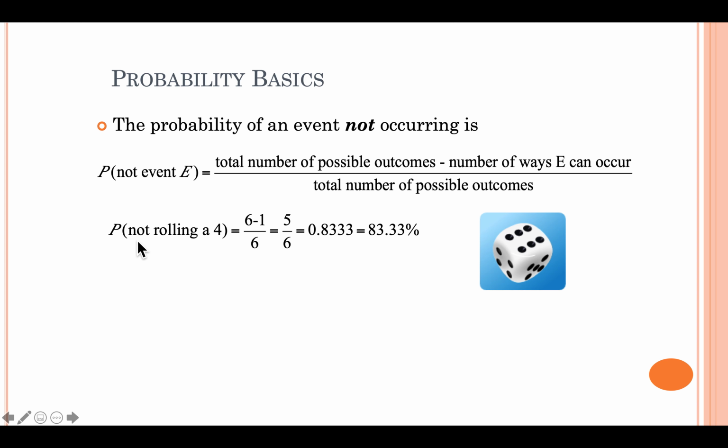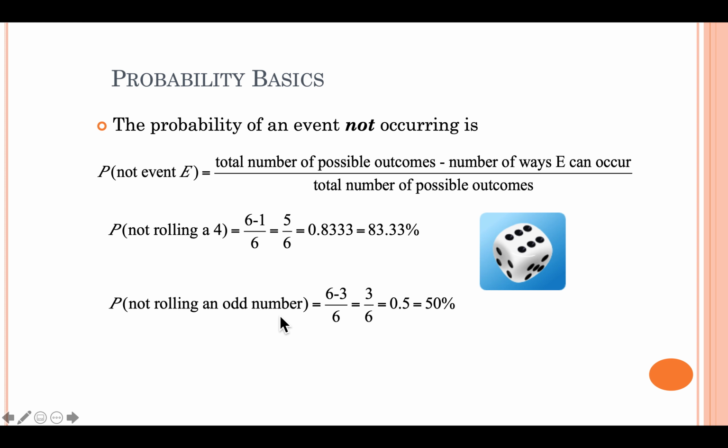If we want the probability of not rolling a 4, we take the total number of possible outcomes, which is the same as the denominator, 6, subtract the one way we can get a 4, and what we're left with in the numerator is the number of ways of not getting a 4. So there are 5 ways of not getting a 4, and then divide that by the total number of possible outcomes. And on a calculator, again, you will see that this is a non-terminating decimal, and so we would get 0.8333 or 83.33%.